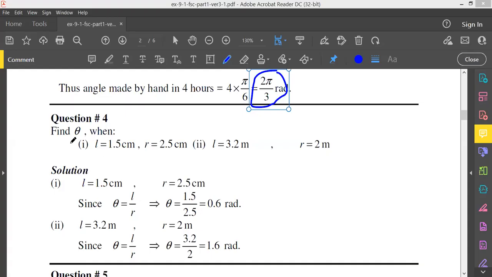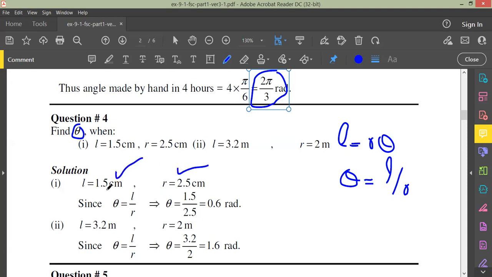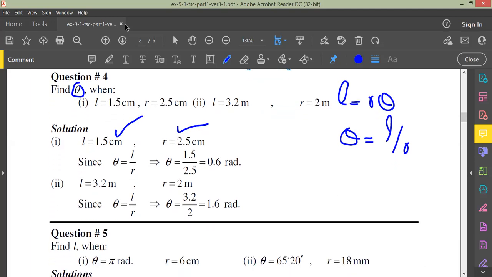So this is question number 4. Find theta. We know that L is equal to R theta, so theta will be equal to L over R. Simply put the value of L and the value of R. The value of L is 1.5 centimeter and the value of R is 2.5 centimeter. After putting the values into the formula, theta will be equal to L over R, and our final answer will be equal to 0.63.